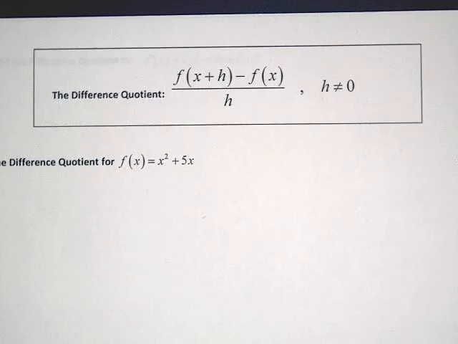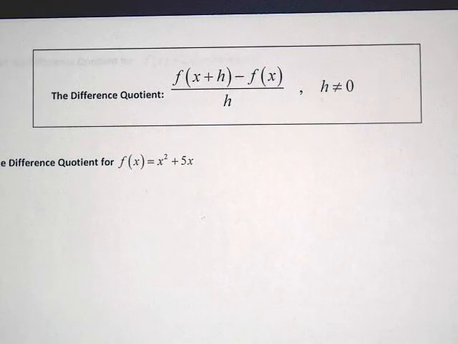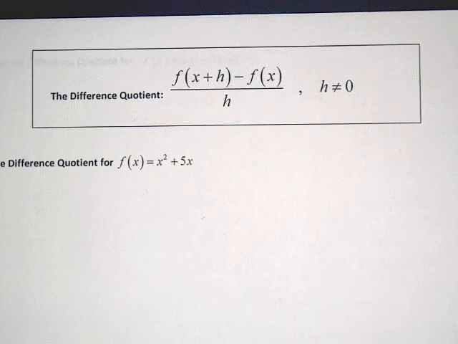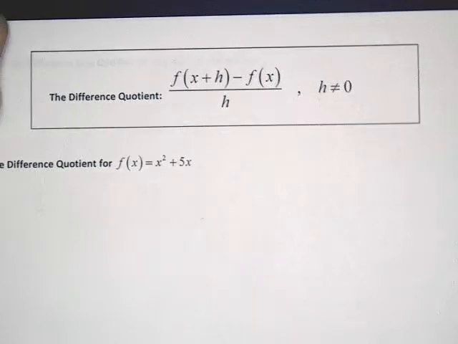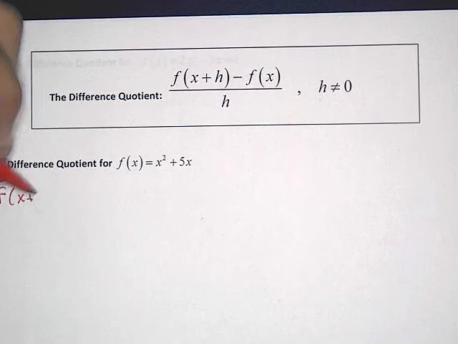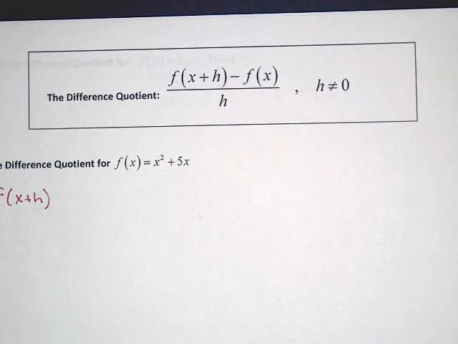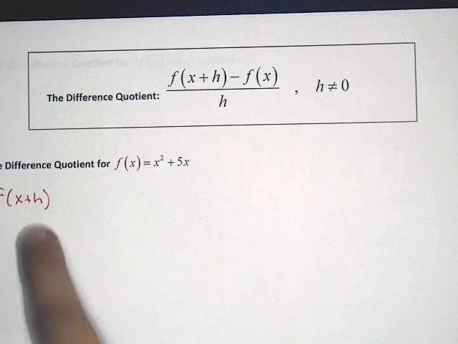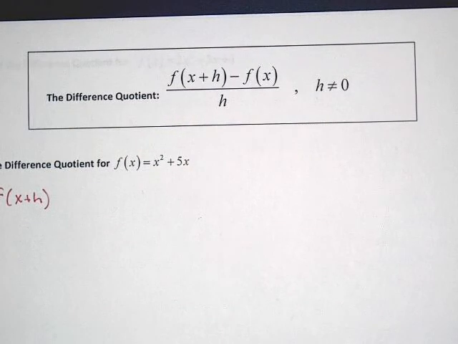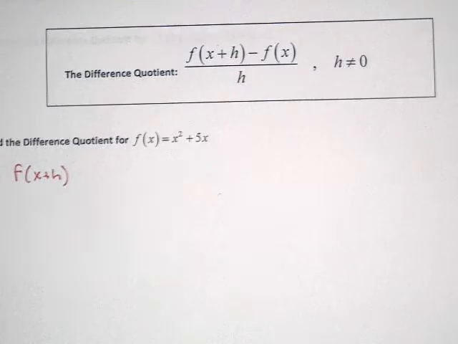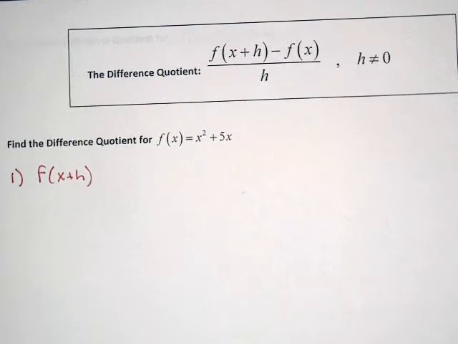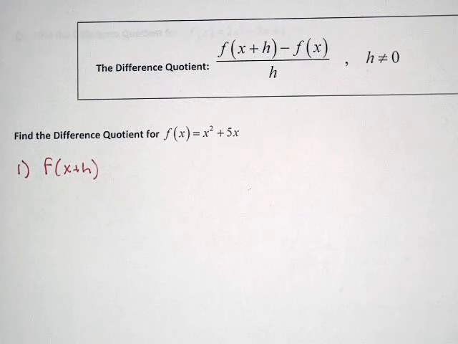The first thing that we need to do is clean up the f of x plus h piece. That's the first thing we're going to do. That usually is the messiest part, so that's what I want us to take care of first. Sorry, I'm a little bit off the page. Let me move it back. There we go. Sorry about that. All right, so that's what we're going to do first.